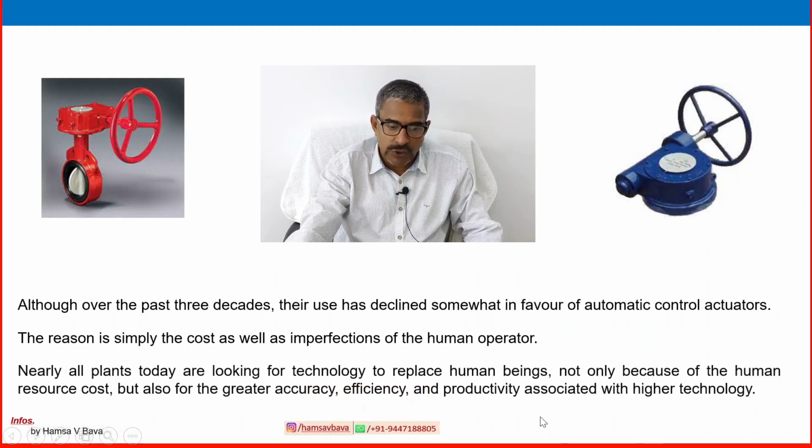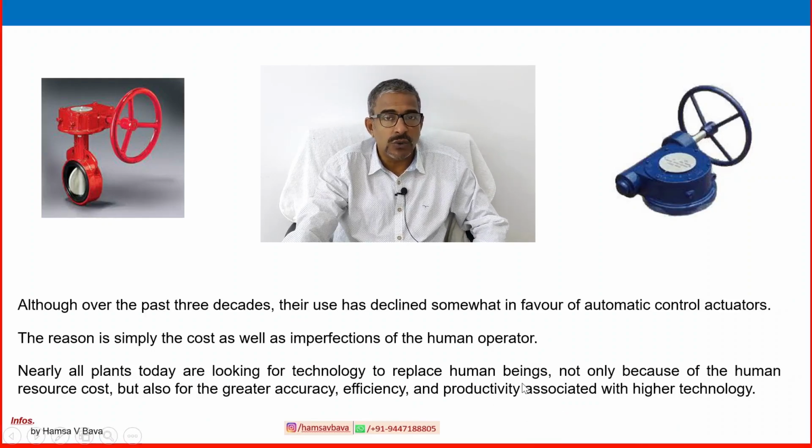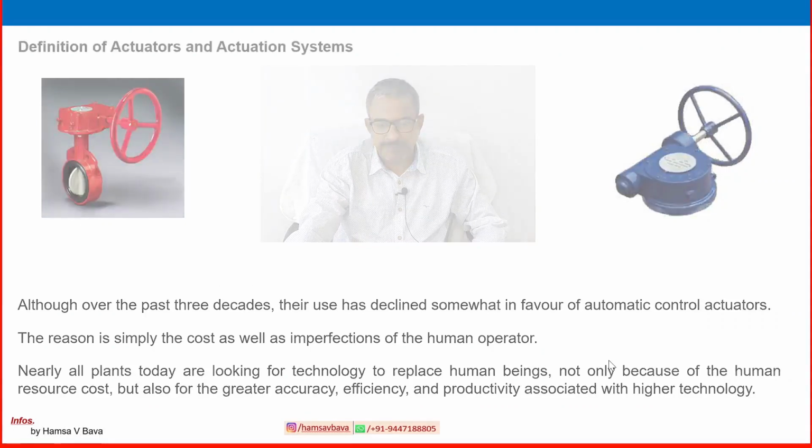Nearly all plants today are looking for technology to replace human beings, not only because of the human resource cost but also the greater accuracy, efficiency and productivity associated with higher technology. Simply, greater accuracy, efficiency, productivity. This is why industries are slowly changing to actuator-using technology for valve operation.